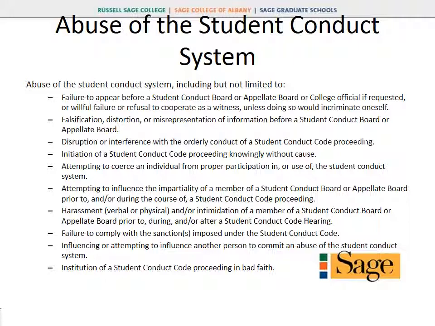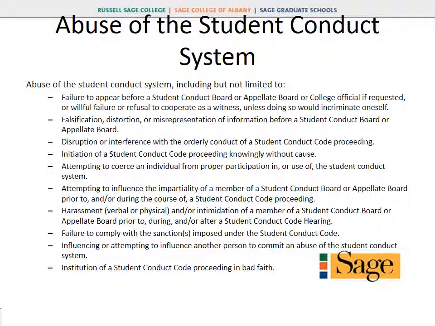Disruption or interference with the orderly conduct of the student conduct code proceeding. Initiation of a student conduct code proceeding knowingly without cause. Attempting to coerce an individual from proper participation in or use of the student conduct system. Attempting to influence the impartiality of a member of the student conduct board or appellate board prior to and/or during the course of a student conduct code proceeding. Harassment, verbal or physical, and/or intimidation of a member of a student conduct board or appellate board prior to, during, and/or after a student code of conduct hearing.